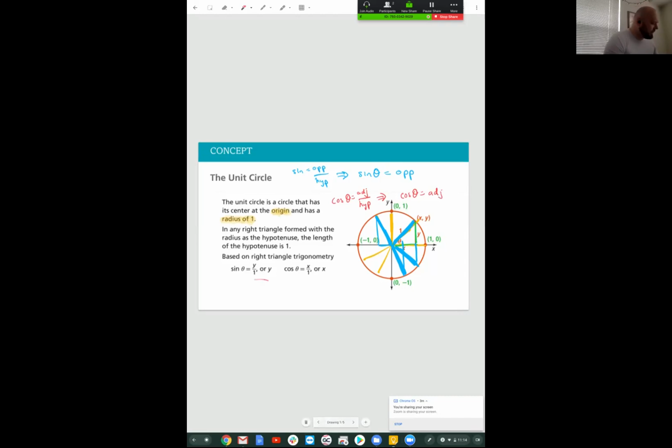And that's what it's saying here and here. Anytime you are on an XY axis, the opposite side is Y, always. And the adjacent side is always X. So that's super important. We're going to come through, and eventually you're going to learn there's lots of important angles as you move around your unit circle.